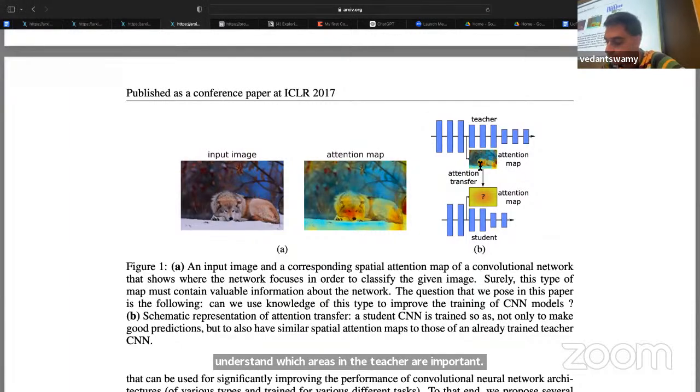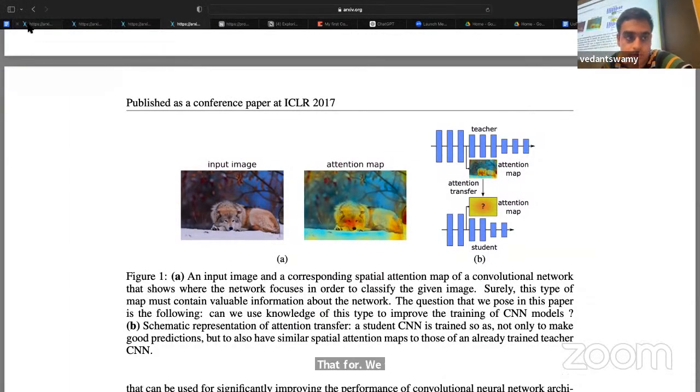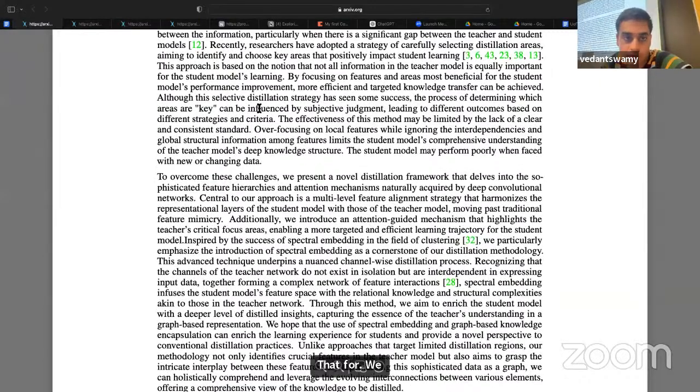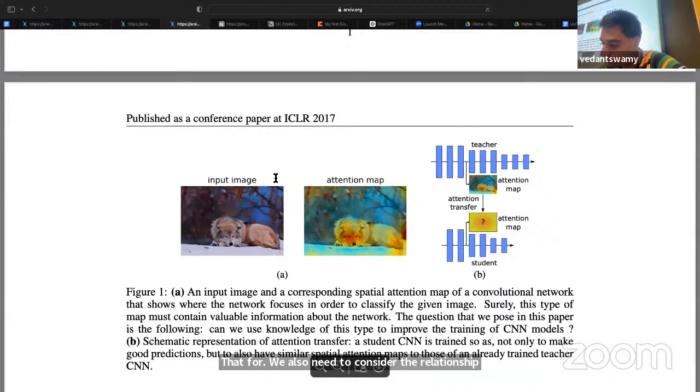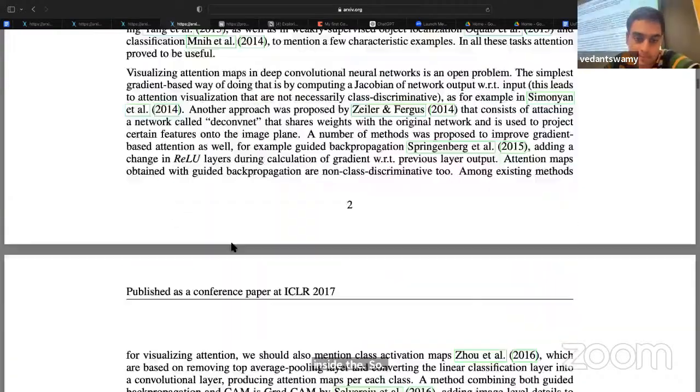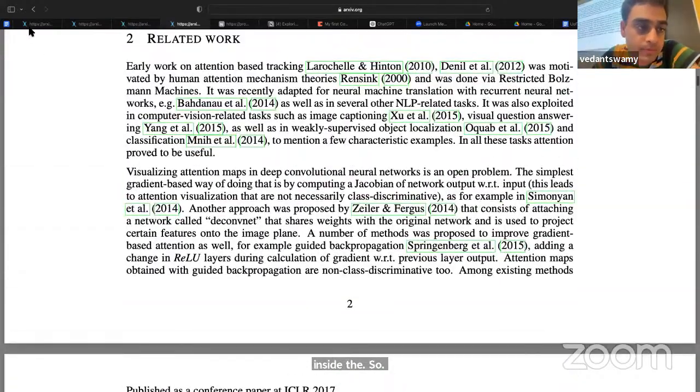Therefore, we also need to consider the relationship inside the, sorry. One sec.